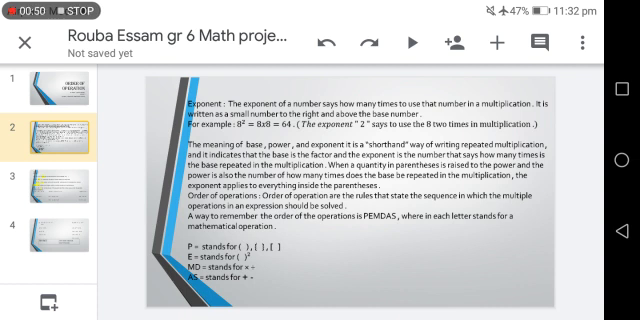The meaning of base, power, and exponent: it is a shortened way of writing repeated multiplication. It indicates that the base is the factor and the exponent is the number that says how many times to use the base in the multiplication. When a quantity in parentheses is raised to a power, the exponent applies to everything inside the parentheses.